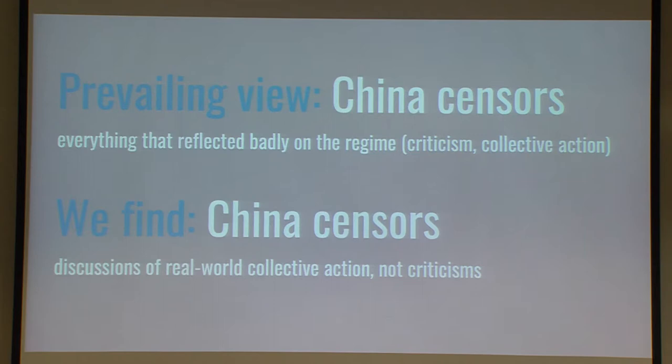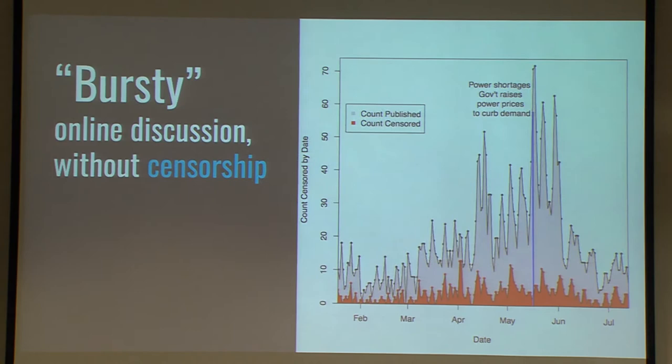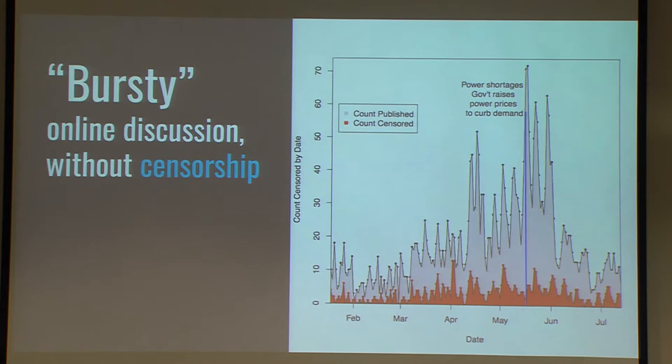But what we find is that China only censors discussions of real-world collective action. It allows there to be vitriolic criticisms of the government, policies, leaders. So in this plot, this is a six-month time period, just a sample of posts about people complaining that power prices are increasing. And this burst of discussion happens when the government increases power prices. And in the red are the posts that are censored. So you see a burst of discussion, but no corresponding burst in censorship. So this is one instance where criticism is allowed to remain online.